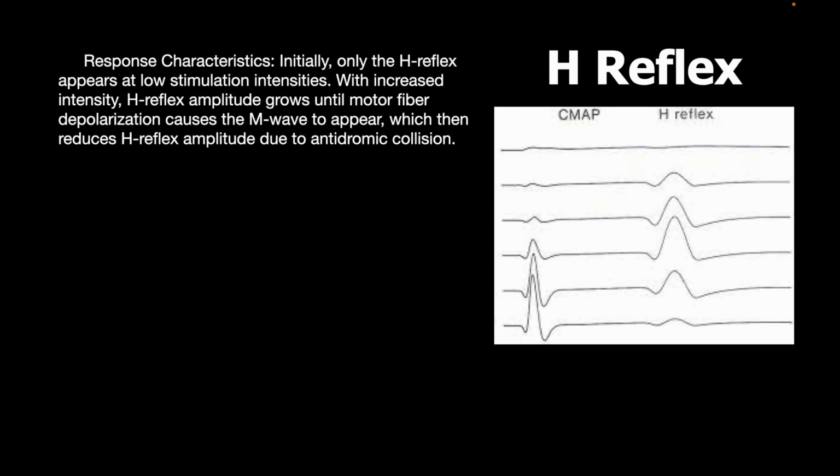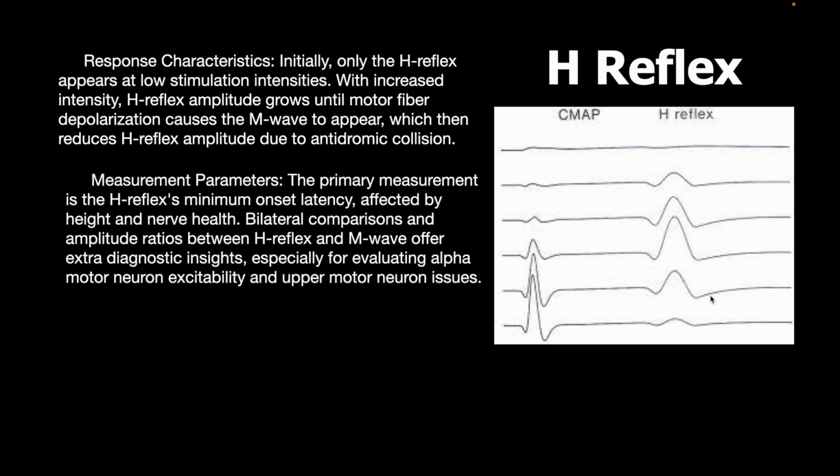So the H reflex is something which will come with a lesser stimulus and much earlier. As is seen over here, initially only the H reflex appears with low stimulus intensities. As you see here, the intensity of the stimulus is low. So first we get no response. Next we get an H reflex. With increased intensity, what we will see is that the M response, the CMAP, starts to appear, while the H reflex will go on reducing.